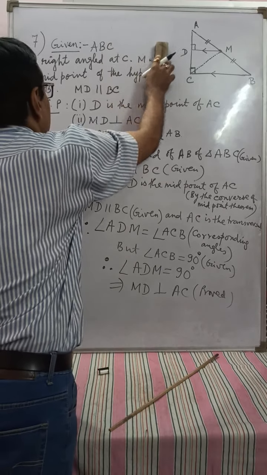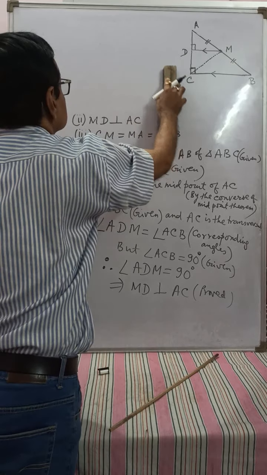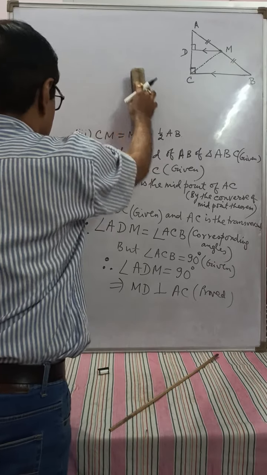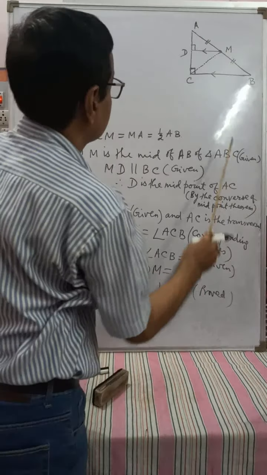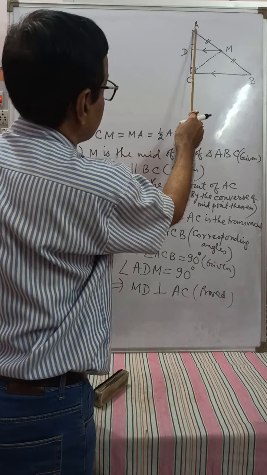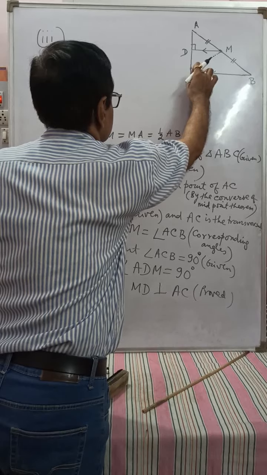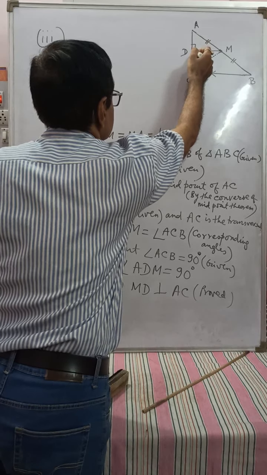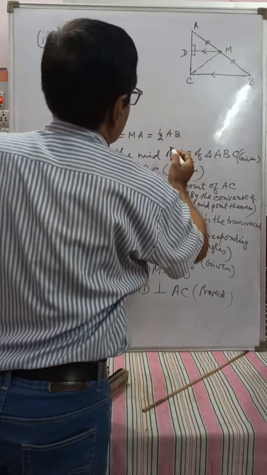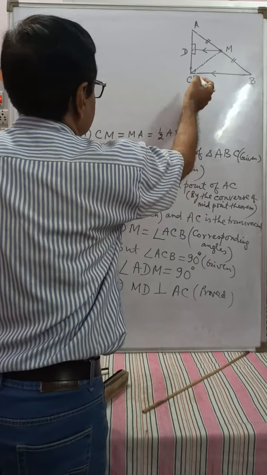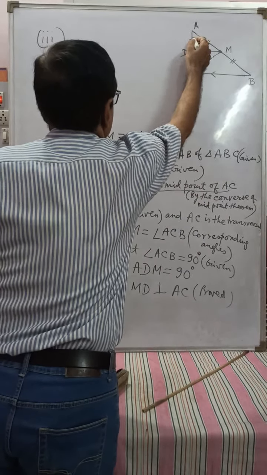Now for the third part, we have to take up these two triangles, namely ADM and CDM. In these two triangles, since MD is perpendicular to AC, both angles are 90 degrees, and MD is common. And not only that, it is already proved that D is the midpoint of AC, so these are also equal.